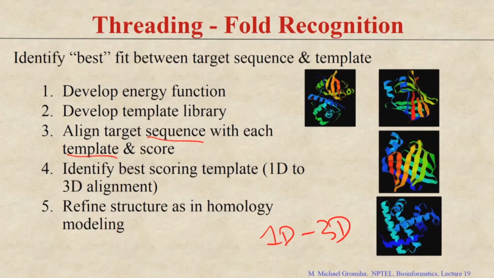The score depends on the statistical potentials, how close the residues are to each other, or what the environment is based on physical chemical properties, and how about the gaps. Based on that they develop the energy functions and they compare, right. This is the kind of 1D to 3D alignment. Once the fold is set, then they can use homology modeling and energy minimization to refine the structure.